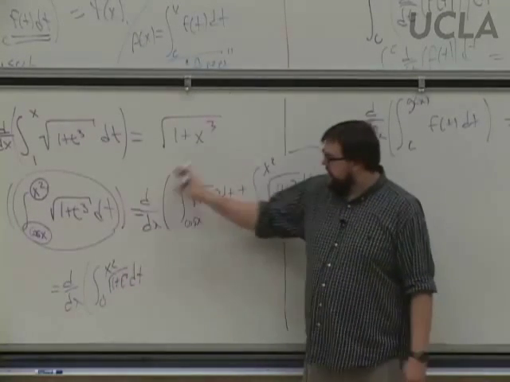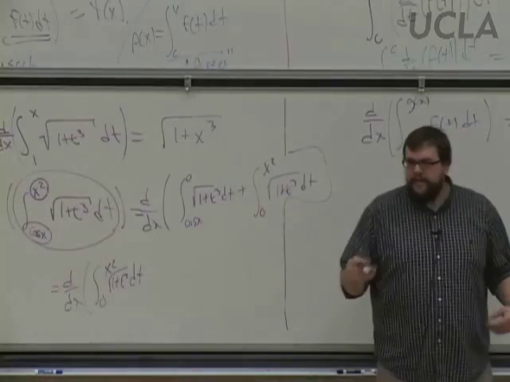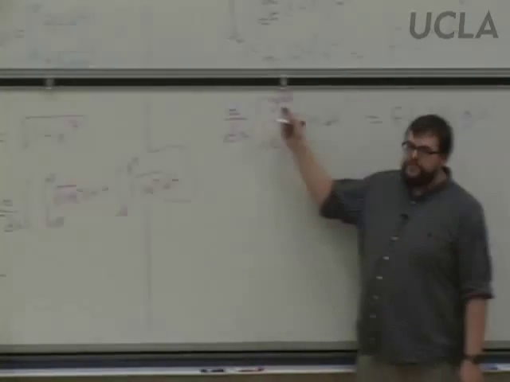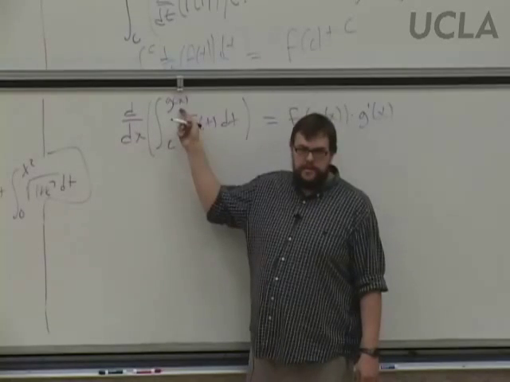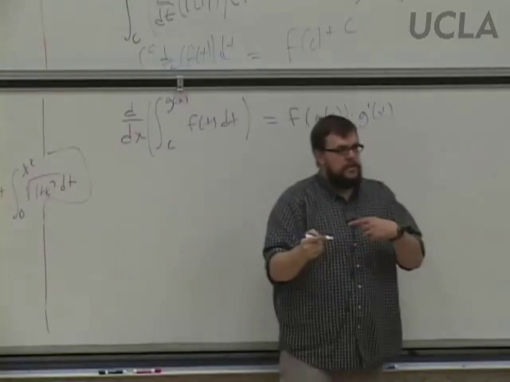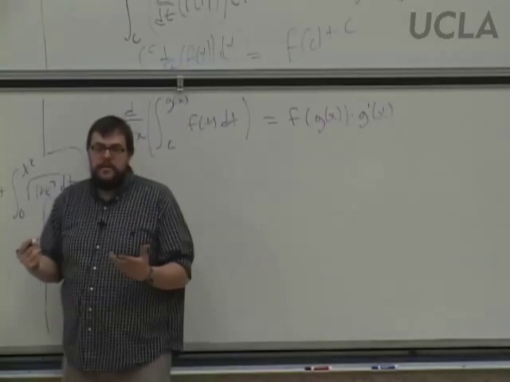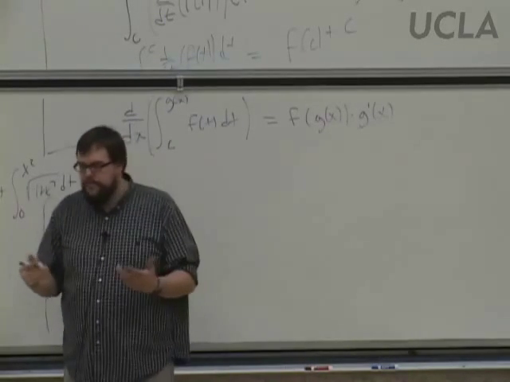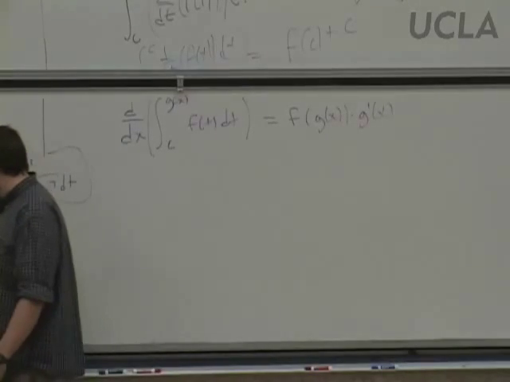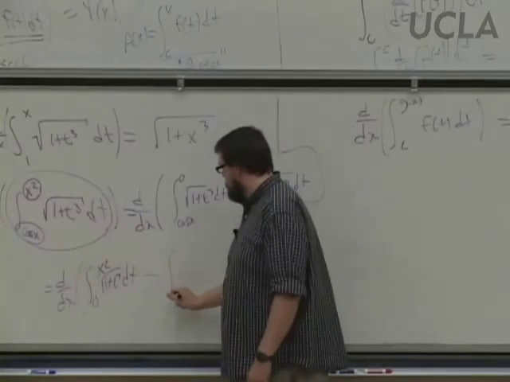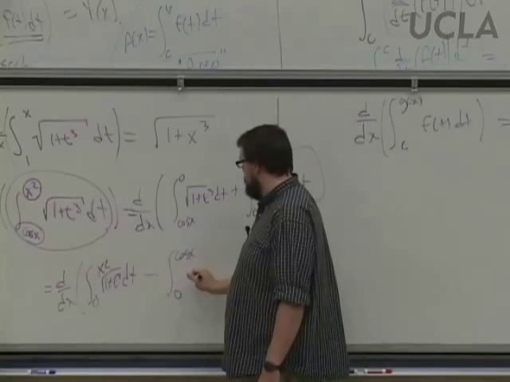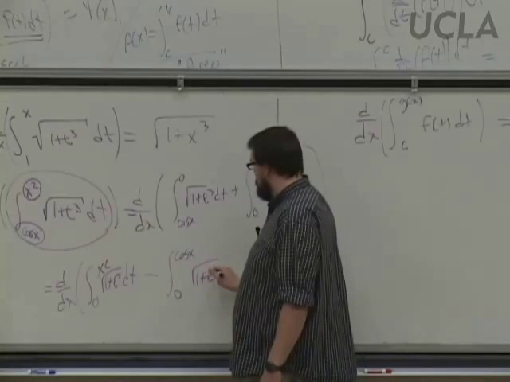What's another way I can rewrite the integral from cosine x to 0? I'd like to have the cosine x on top, because that matches with this form here. So I'd like to somehow switch top and bottom. How do I do that? Yeah, I just put a negative sign. If you want to switch top and bottom, you throw a negative sign in there. So it'll be minus the integral 0 to cosine of x, square root of 1 plus t cubed dt.